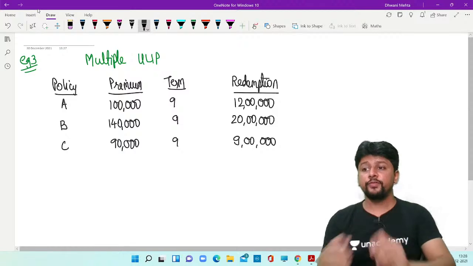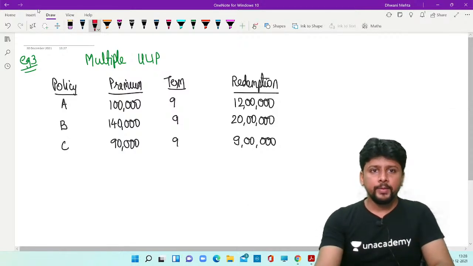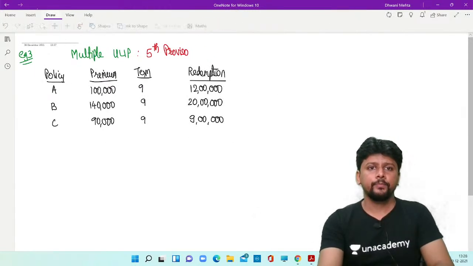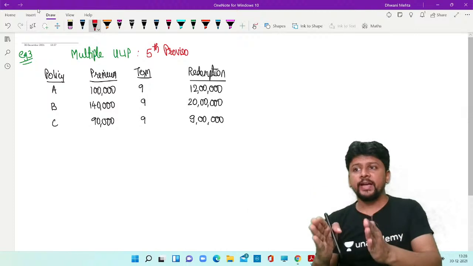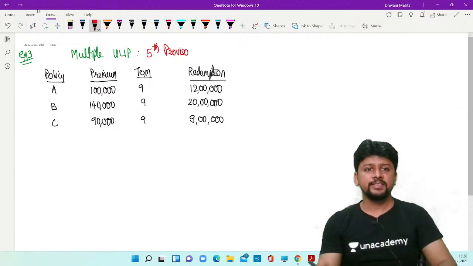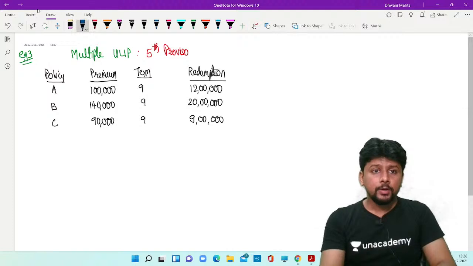Now, what is the fifth proviso saying? The moment I talk of multiple ULIPs, the fifth proviso will come into picture. And what is the fifth proviso saying? Up to 2,50,000 of premium, those policies will be exempted. So now I will have various combinations.